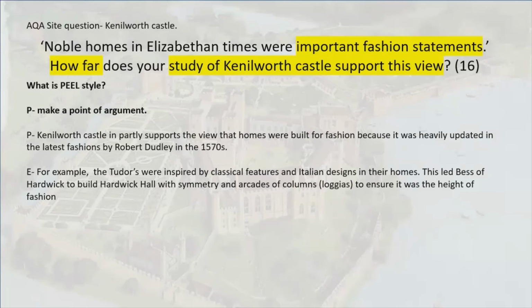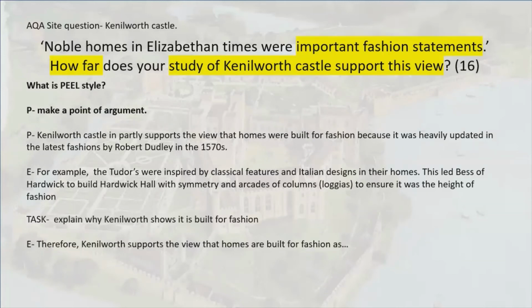Now that means the next bit you've got to explain how Kenilworth Castle might have had this type of fashion as well, and was it built for fashion? So explain why Kenilworth Castle shows it's built for fashion. So therefore Kenilworth supports this view. The homes are built for fashion as it has this and it has this. So try and support how Kenilworth Castle was built for fashion. This could be features, but also reasons why it was built in a fashionable way. Okay, maybe you know architects and designers and how they were fashionable. Okay, pause and give it a go.